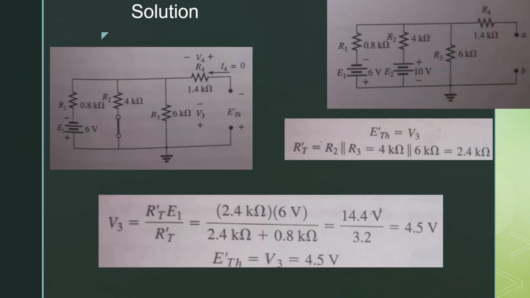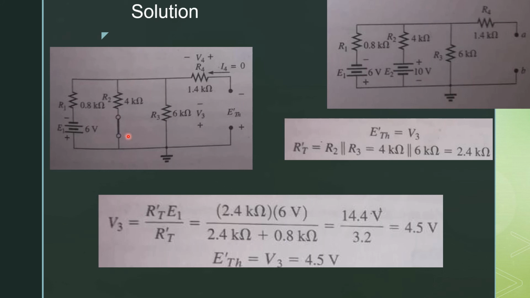Now in the second step, we have to find the value of E Thevenin, which is basically the open circuit voltage between A and B point. From the figure you will see that we have two voltage sources, so apply the superposition theorem to find the value of E Thevenin. First we have to take only a single source E1 and short the other voltage source.